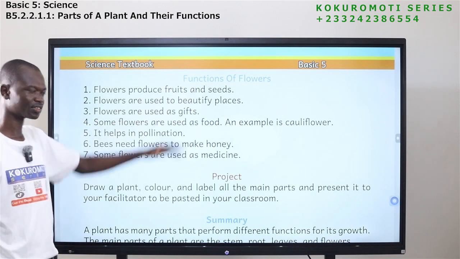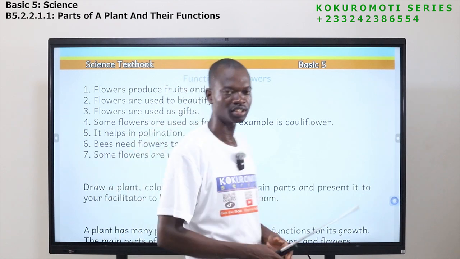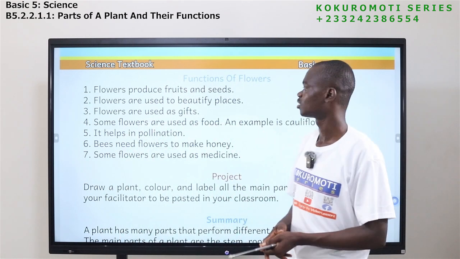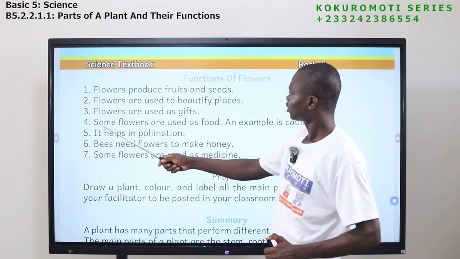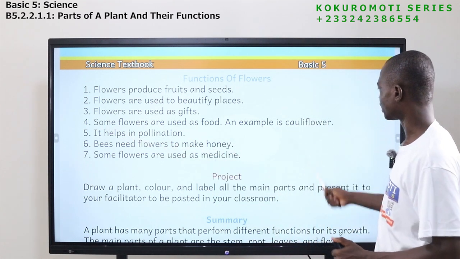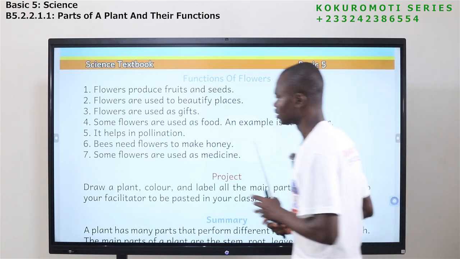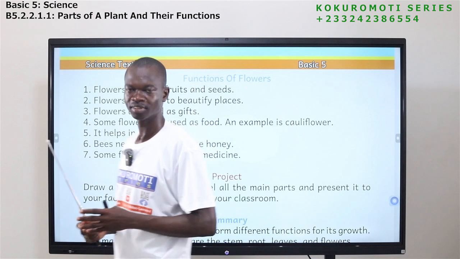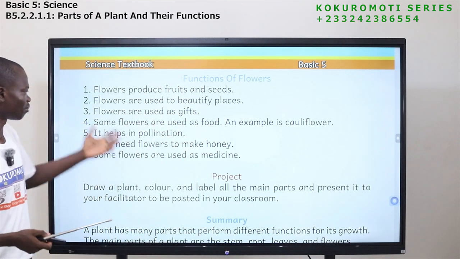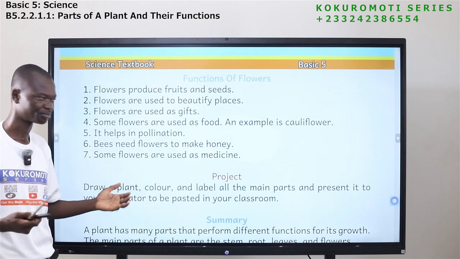Flowers are also used as gifts. So if you want to show appreciation, if you want to show love, if somebody does something for you that you want to show appreciation for, you can use flowers. Okay? The next one, some flowers are used as food. Example is cauliflower. So cauliflower is a food that we eat. It's a food that we eat, but it's what? A flower of a plant.